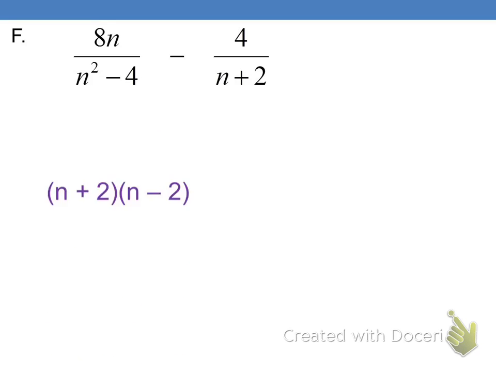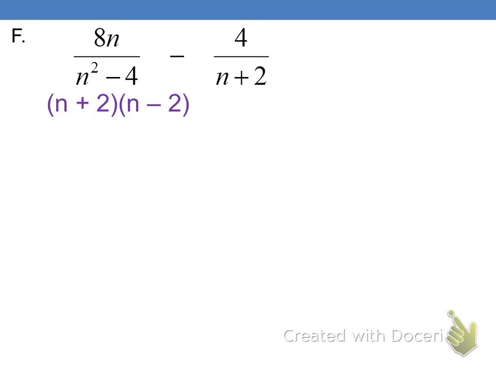All right, so the first thing you want to do is rewrite the n squared minus 4 in factored form. So difference of squares, n plus 2, n minus 2. So what's my LCD going to be? n plus 2, n minus 2. Oh, do you need two n plus 2s? Yes. Wait, yes, because they're in opposite terms.